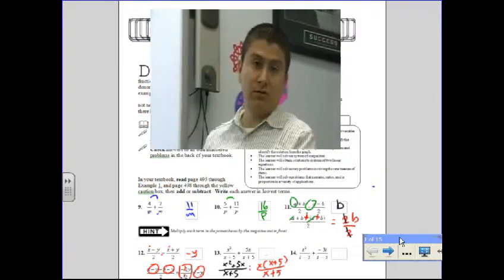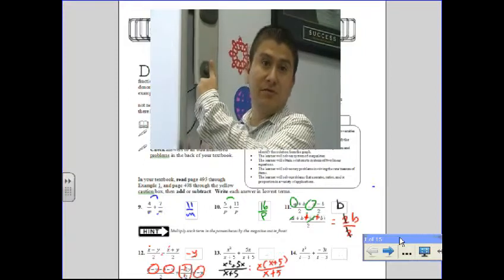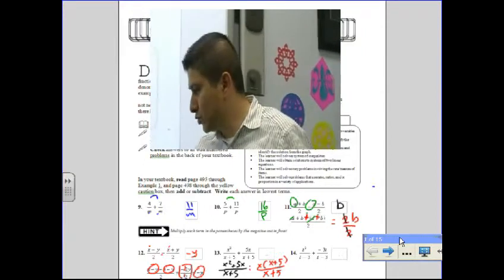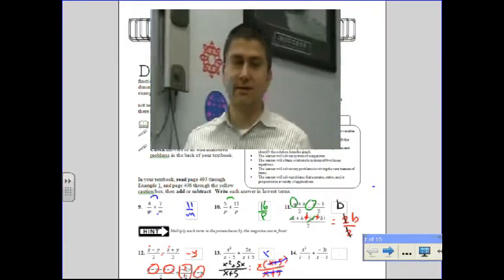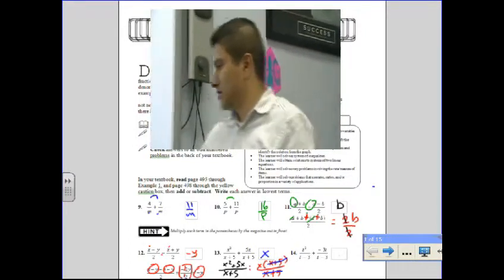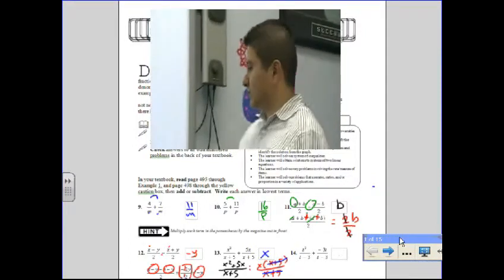So here you can notice on number 13 that the x plus 5 on top and the x plus 5 on the bottom cancel off. Answer is x. Alright? We got one more on this page. We're going to do the same thing.